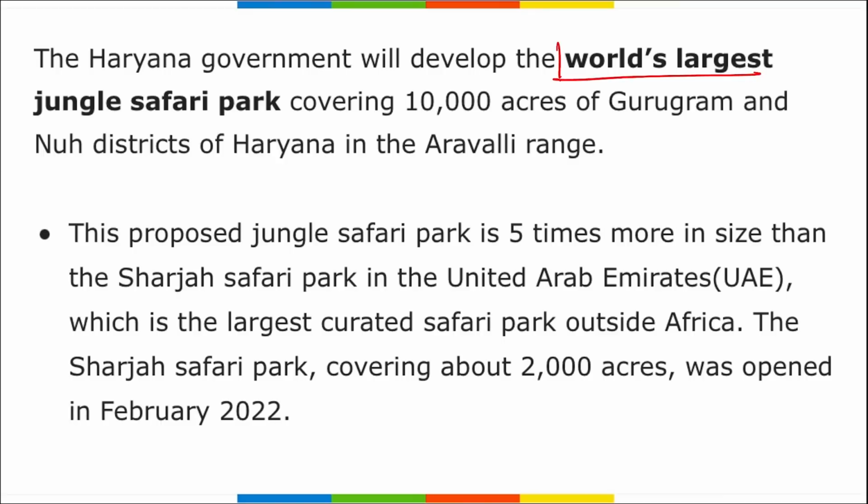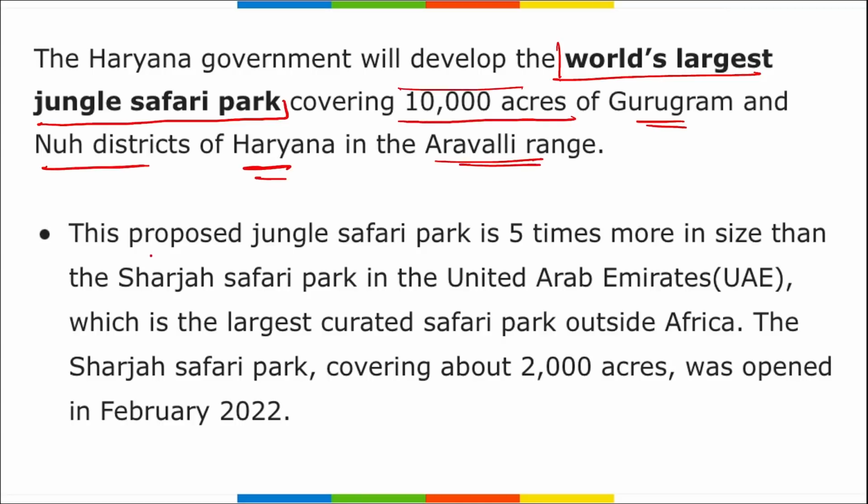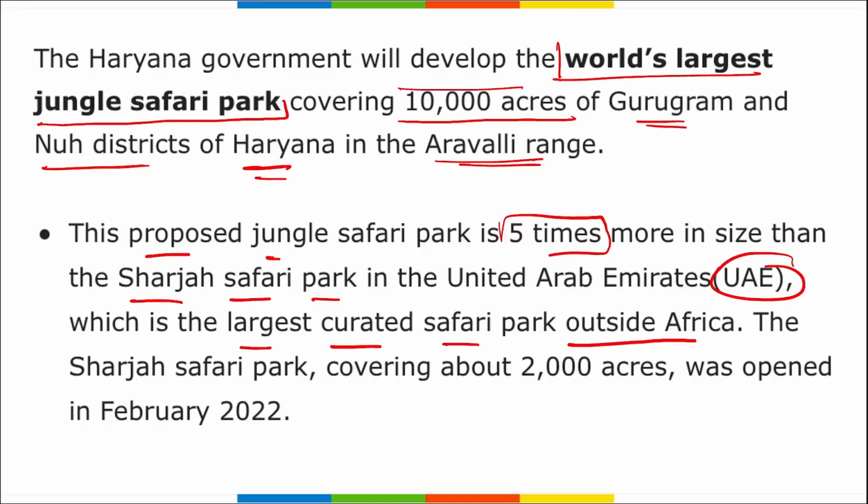Here we are now talking about the world's largest jungle safari park that will cover 10,000 acres of Gurugram and Nuh district of Haryana in the Aravalli range. The proposed jungle safari park is 5 times more than the size of the Sharjah Safari Park in UAE, which is the largest curated safari park outside Africa. The Sharjah Safari Park, covering about 2000 acres, was opened in February 2022, and now we are seeing the world's largest is in Haryana, that is of around 10,000 acres.